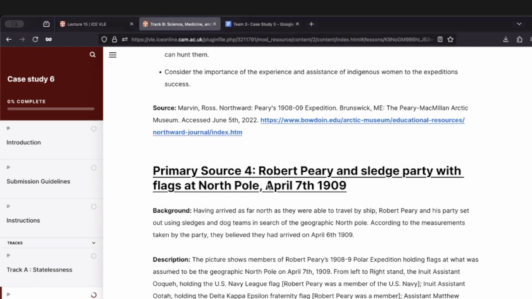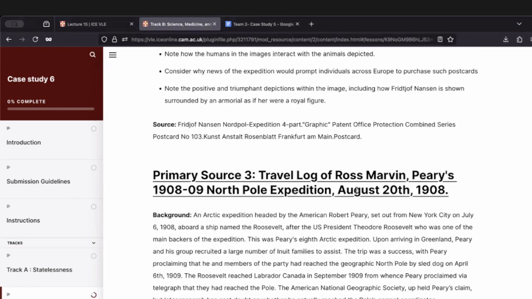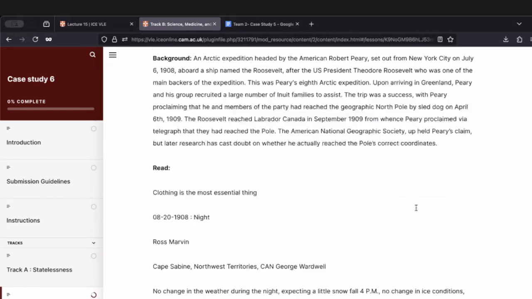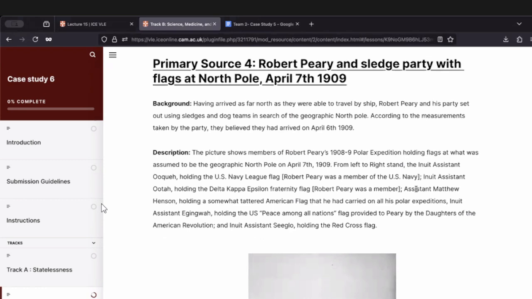Let's look at the date. April 7th, 1909. And then the source we were just looking at, the travel log, was August 20th, 1908. And we know that they were on the ship, they hadn't reached the pole at this point. What does that tell us just from the dates? Very important to look at the origin. When we read history, we see set timelines, but actually, when you're looking at primary sources, you are the historian, you have to construct that timeline. What does this tell us about the timeline?